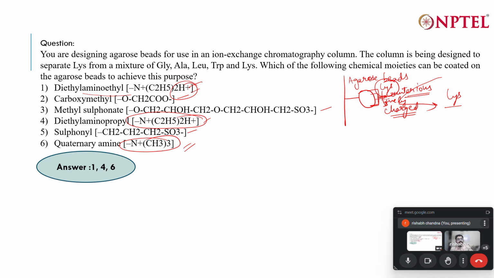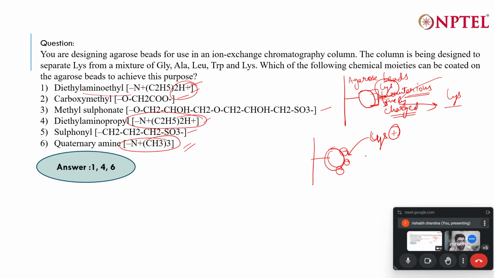Okay. So what will happen? What generally we consider is this is an agarose bead. There would be some charged moieties present, right? If we are isolating lysine, for example, that would be positively charged. So these moieties attached to the agarose beads would be negatively charged. Now, lysine would easily attract those negatively charged moieties. So, till this point, I think you have no doubt.